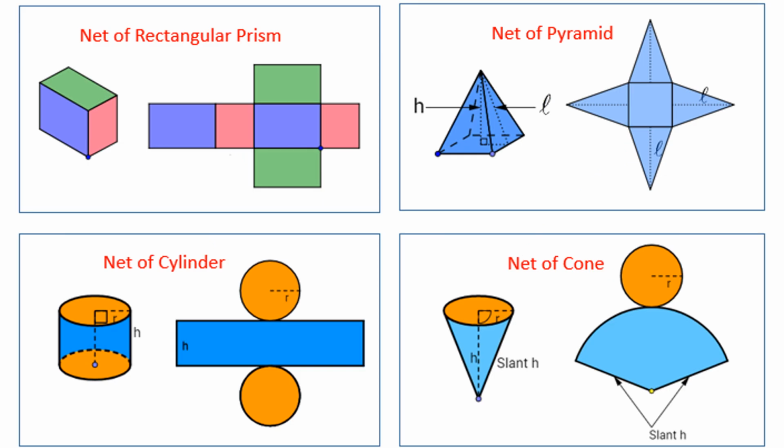It is a good idea to familiarize yourself with some basic nets. For example, you should always be able to pair the following nets with their corresponding solids. Keep in mind that for the pyramid, the base can be any regular polygon and not just a square.